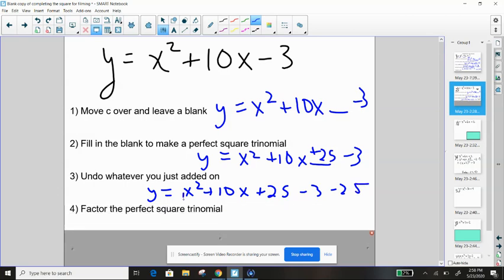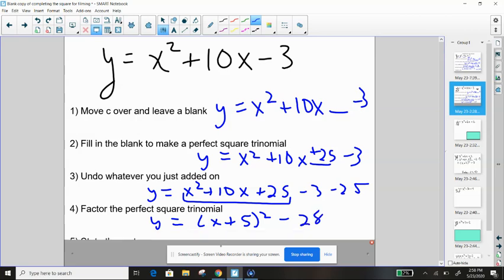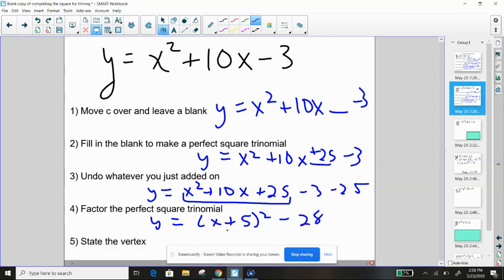I'm now going to factor that trinomial, which I know factors to x plus 5 squared. And then I'm going to combine my two terms, minus 28. And then the last thing I'm going to do is state my vertex, which is negative 5, negative 28. And then if I asked you to graph these, you would be able to. You'd use your symmetry, find another point, just like you did in yesterday's work.